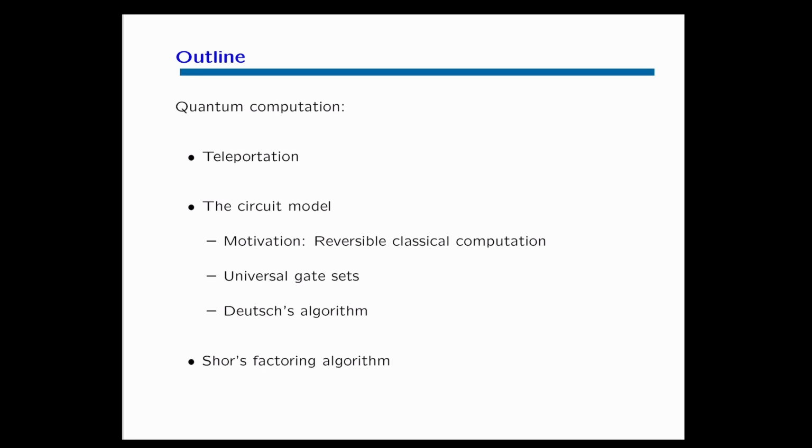And I want to motivate it through reversible classical computation, and then explain what it is made of, what the individual components are in these circuits, and then I talk about two quantum algorithms. One is a toy algorithm that's Deutsch's, and this is just to make a fundamental point, that you can do things with quantum circuits that you cannot do with classical circuits. And then I want to talk about Shor's algorithm. Shor's algorithm is a quantum algorithm with an application. So it has everything you need.